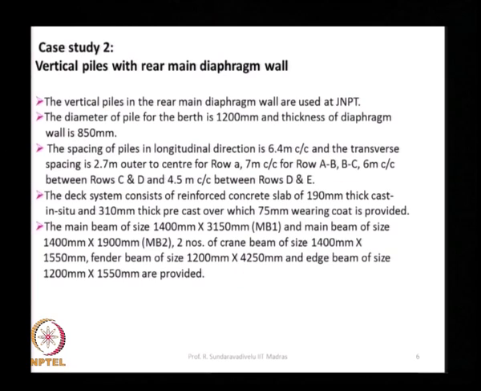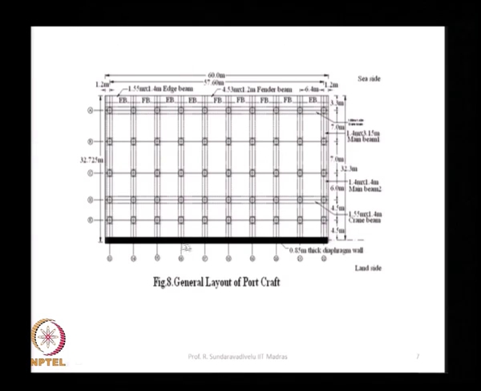Then we have the next system that is done in JNPT. This is for a rear main diaphragm wall, shown here. This is the rear main diaphragm wall. Its thickness is small, 0.85 meter only. We have 1, 2, 3, 4, 5 rows of piles. Typically 5 rows of piles are used.